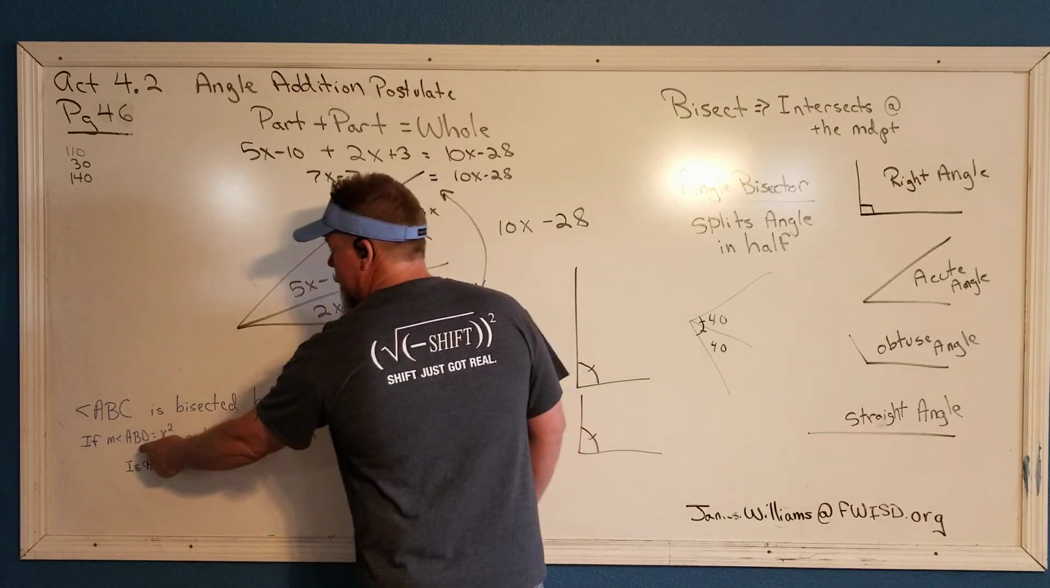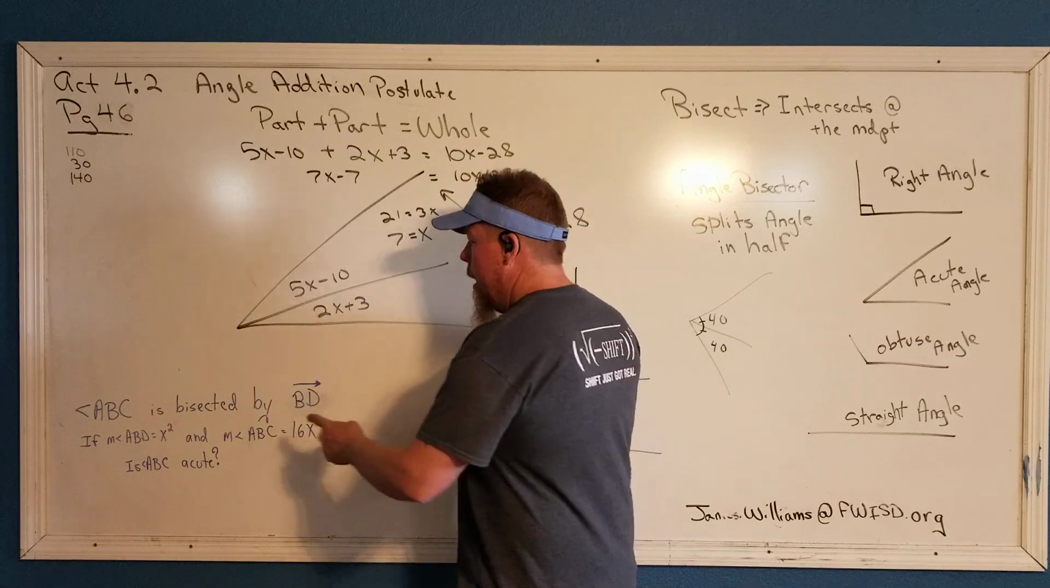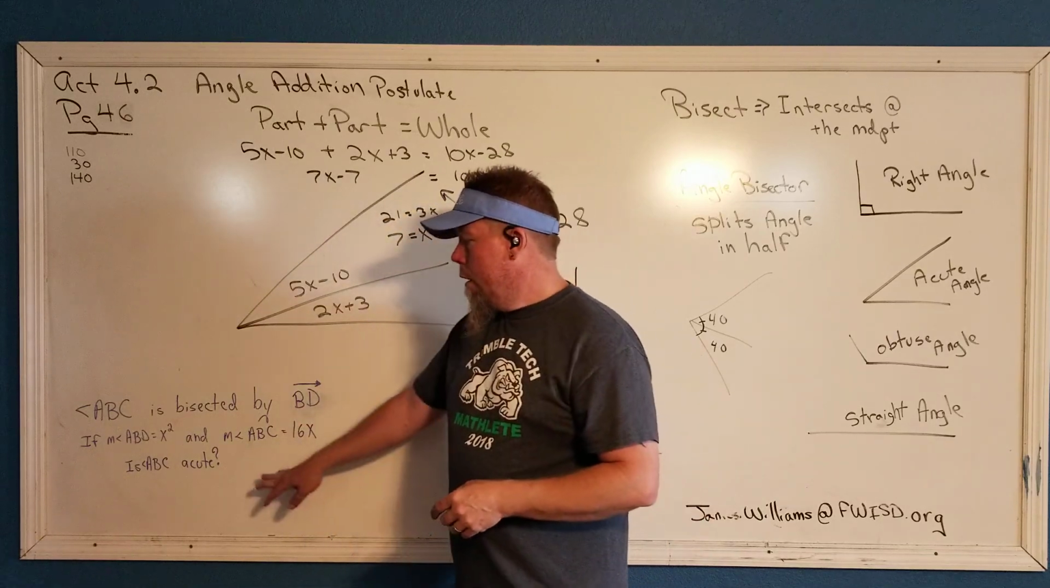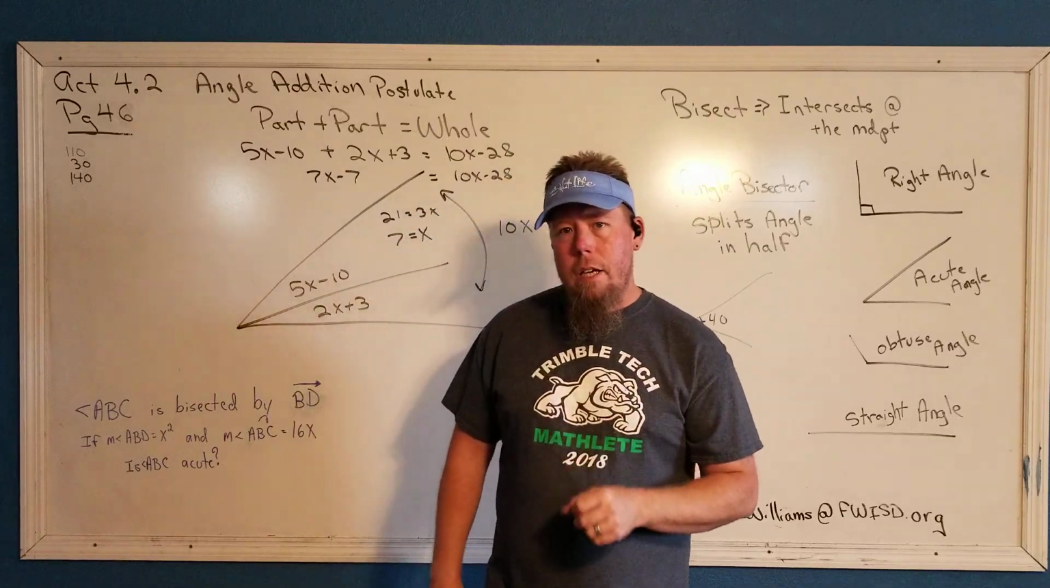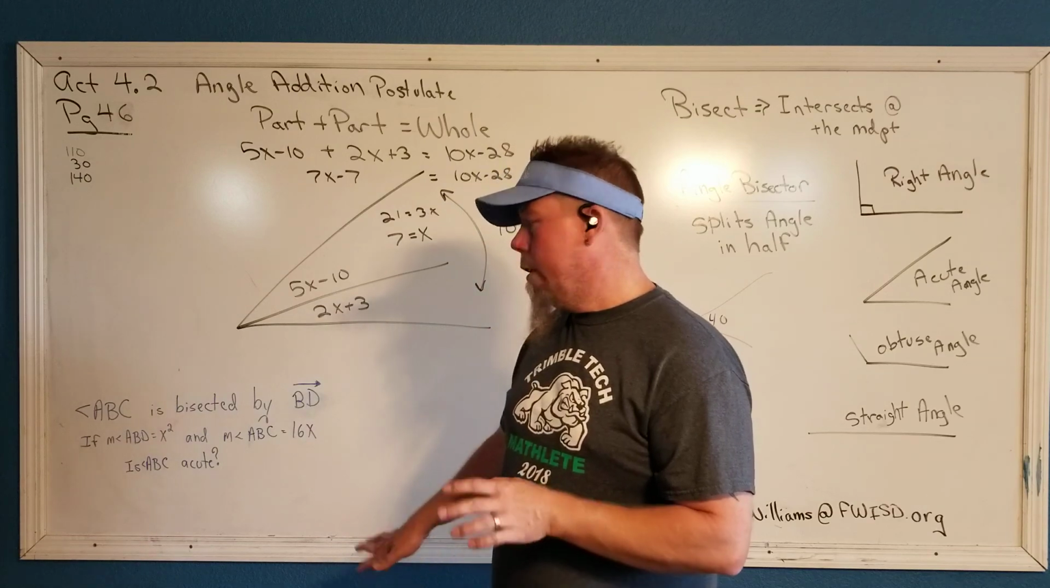If the measure of angle ABD is equal to x squared, and the measure of angle ABC is equal to 16x, is angle ABC acute? What? Hold on, let's back up.